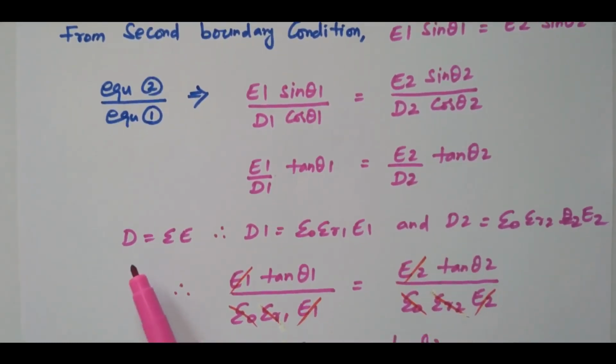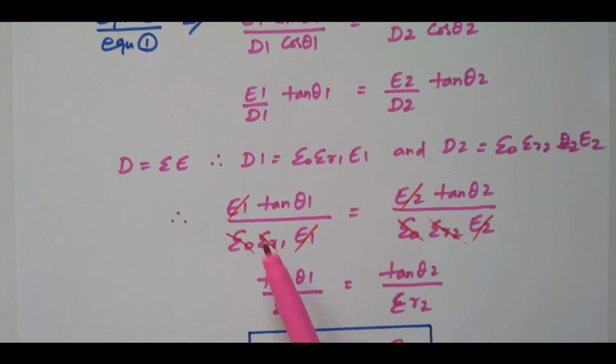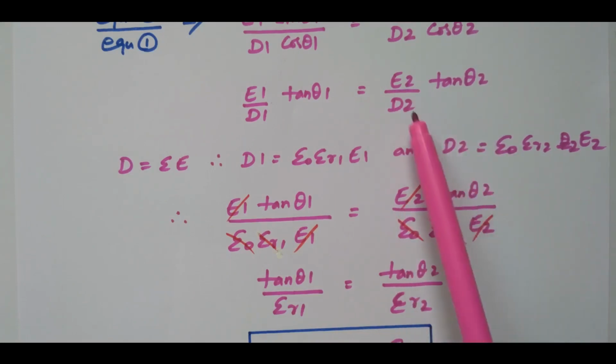Now we'll substitute this. D equal to epsilon E, the relation is available. So D1 equal to epsilon naught epsilon R1 into E1. Similarly, D2 equal to epsilon naught epsilon R2 into E2. Now we'll substitute this: E1 tan theta 1 divided by D1, where D1 is replaced by epsilon naught epsilon R1 E1. Then E2 tan theta 2 divided by D2, where D2 is replaced by epsilon naught epsilon R2 into E2, right?